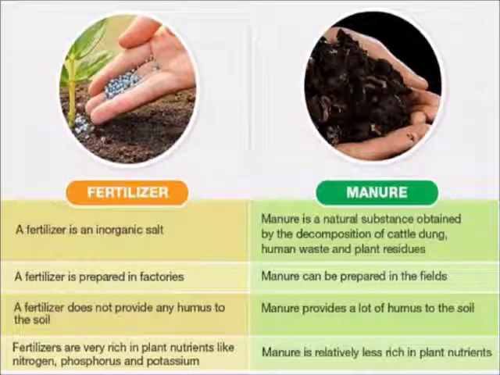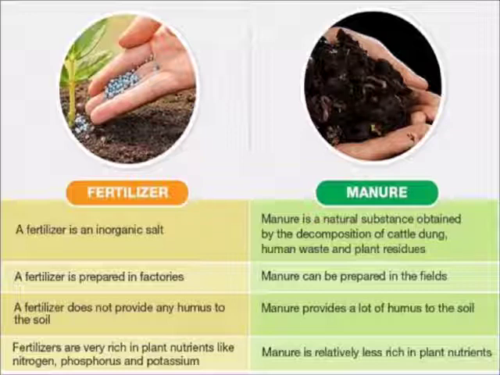Now, what is the difference between fertilizers and manure? Fertilizer is a man-made inorganic salt. Manure is a natural substance obtained by the decomposition of cattle dung and plant residues. Fertilizer is prepared in factories while manure can be prepared in the fields. Fertilizers do not provide any humus to the soil. Manure provides a lot of humus to the soil. Fertilizers are very rich in plant nutrients like nitrogen, phosphorus and potassium, while manure is relatively less rich in plant nutrients.